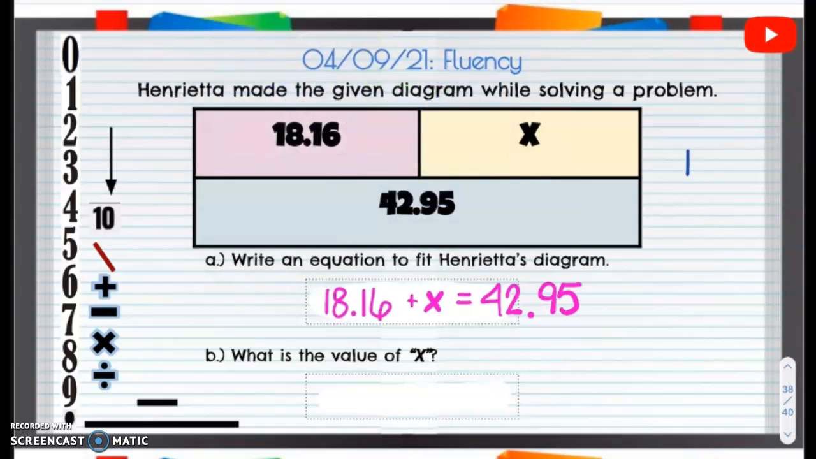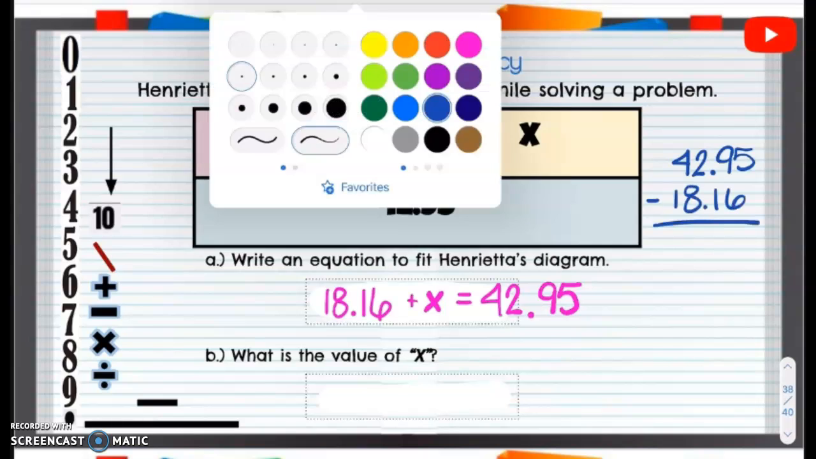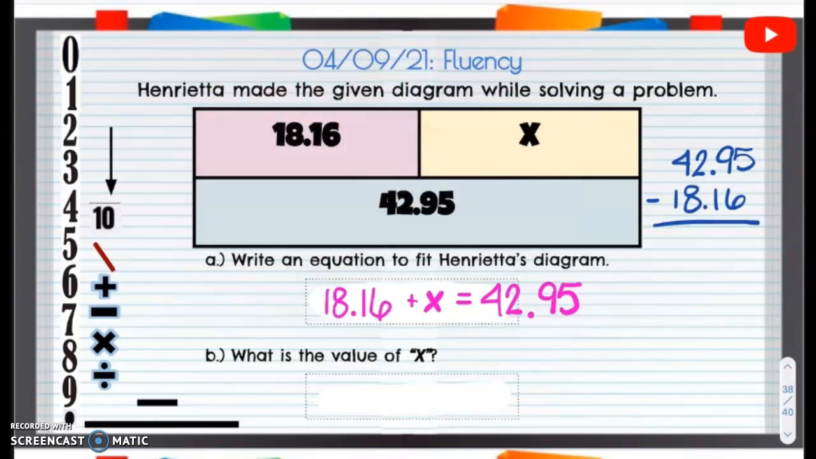So I'm going to do it over here. 42 and 9500ths. Yes, we have to line up our decimals. 18 and 1600ths. 5 minus 6, you cannot do. The 9 becomes an 8 to make that 5 a 15. 15 minus 6 is going to be 9. 8 minus 1 is 7. Drop that decimal like it's hot.